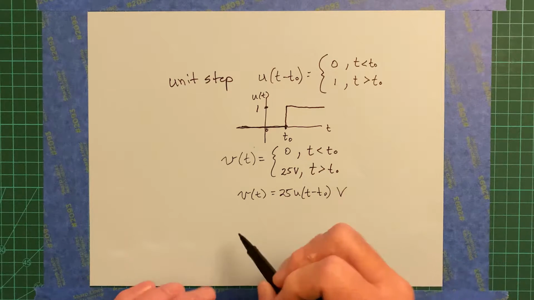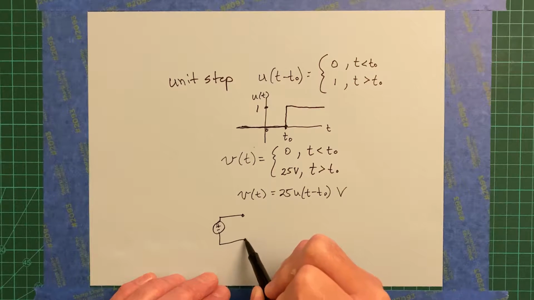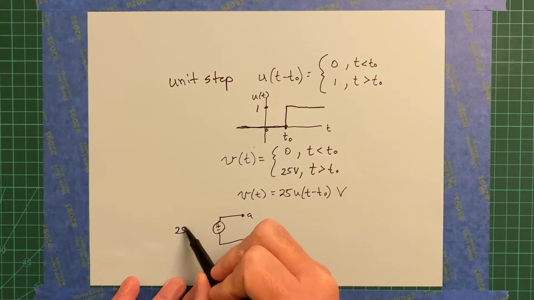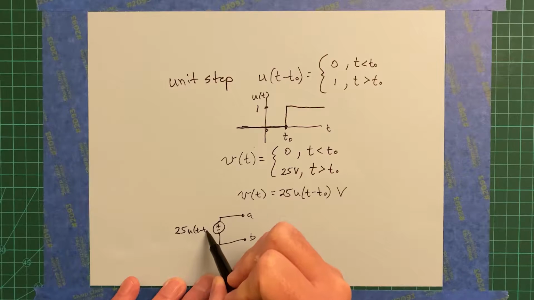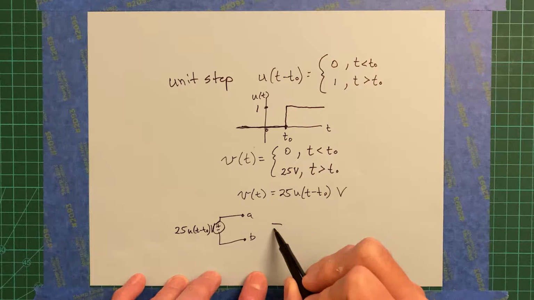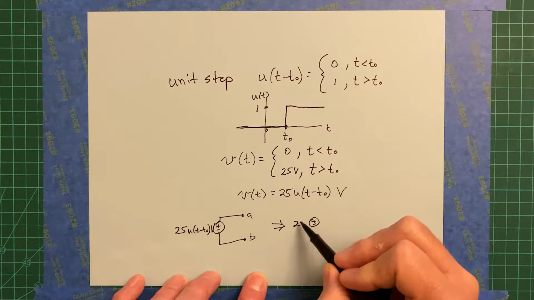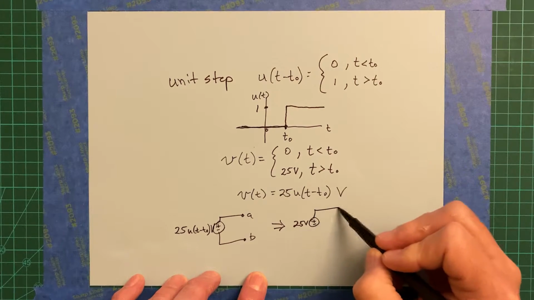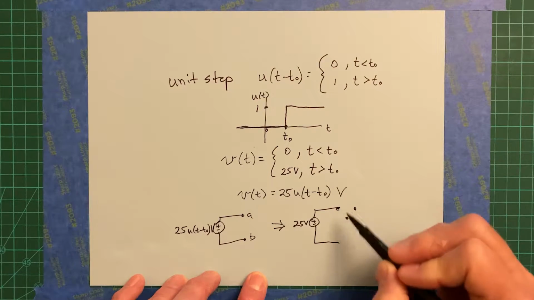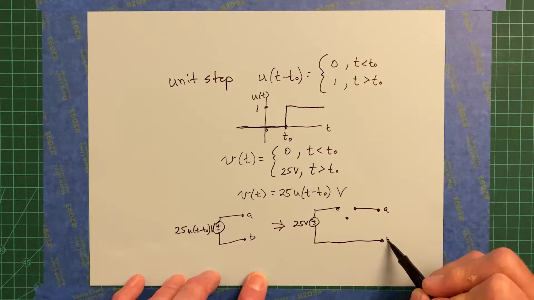Okay, now schematically, it might look something like this. Let's say the voltage source has terminals here. These are terminals A and terminal B. Well, you might write that as 25 u of t minus t naught volts, like that. Okay, so you would see it like that. That's the same thing as doing this. Here's our voltage source. That's 25 volts. And going over here to a switch. And here's terminals A and terminal B.